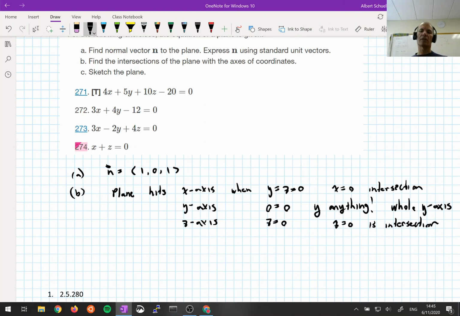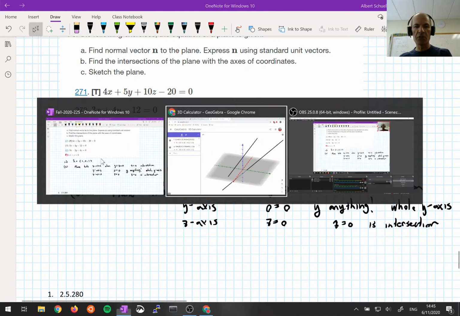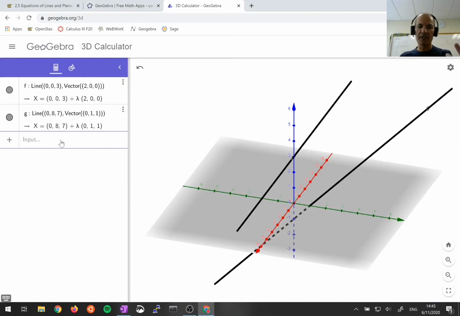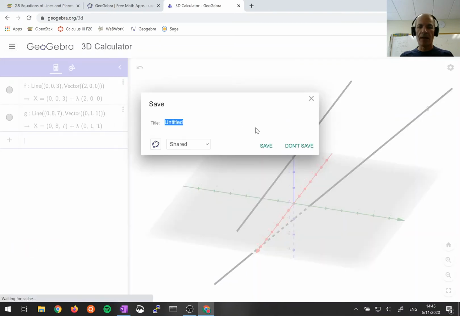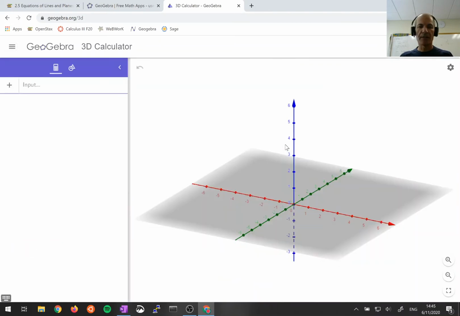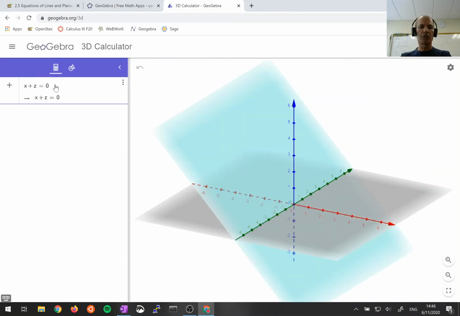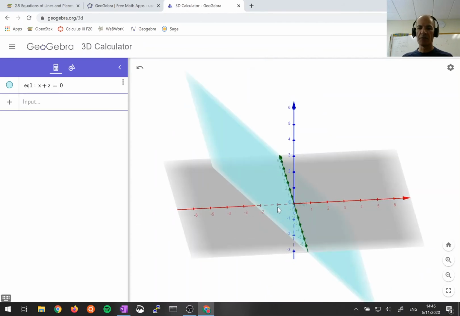So if we look at this, we should find the plane hitting the x-axis at 0, hitting the z-axis at 0, and hitting the y-axis pretty much everywhere. Plotting planes in GeoGebra is also pretty easy. In fact, it's easier than plotting lines. Let me clear the display and show you quickly how to do that. You can just type the variables in. x plus z equals 0, and it immediately gives you the plane.